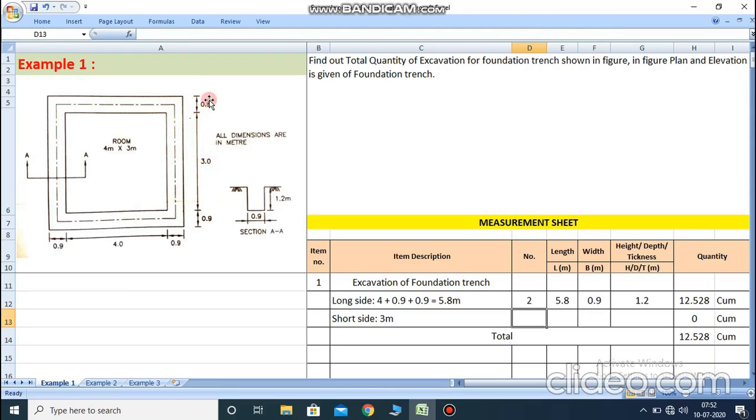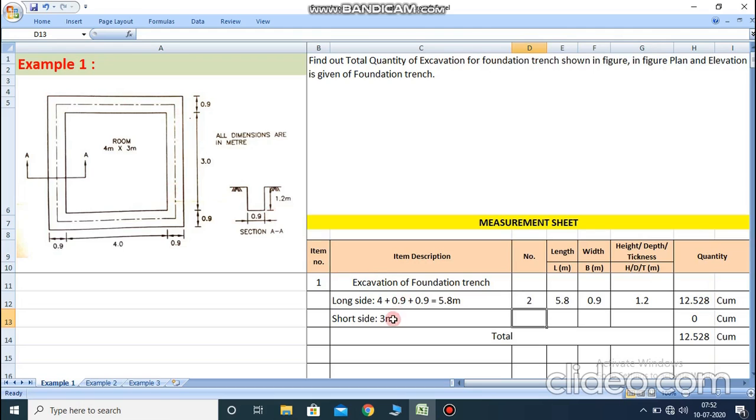And we are not including the 0.9 meter and 0.9 meter on both sides, because this square part on both sides is already calculated in the long wall. This part is already calculated and this part is already calculated and included in the long wall. So we calculate only the short wall part.